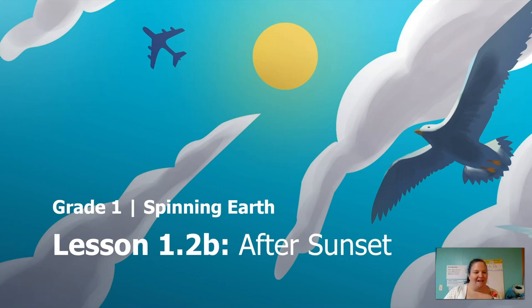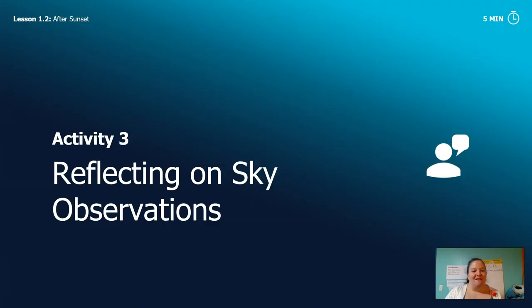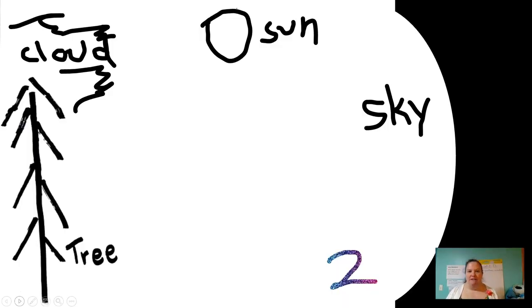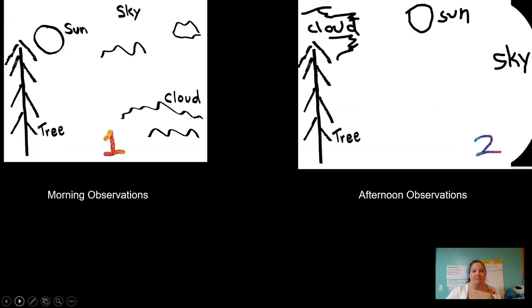Let's get started. So let's start by looking at our sky observations that we made. I was able to make my second sky observations of the afternoon, and I hope you guys were too. This is what I came up with. I still have that same tree that I had before, and I noticed that the clouds were right over the tree and the sun, and then also there was some blue sky when I made my observations.